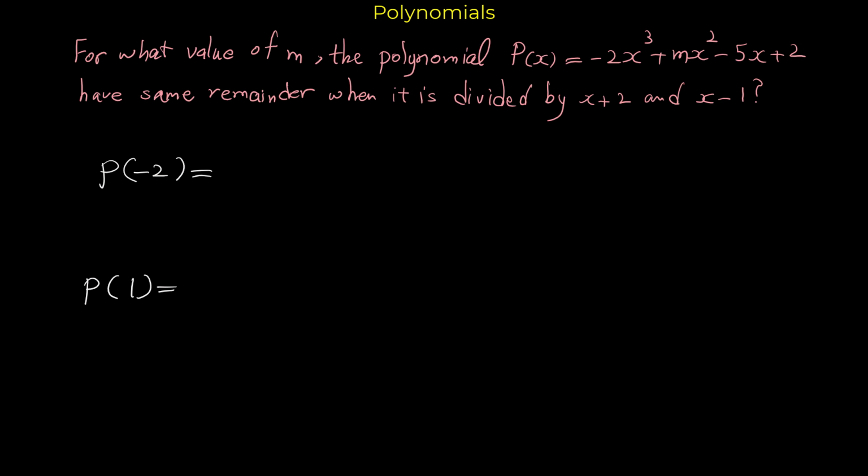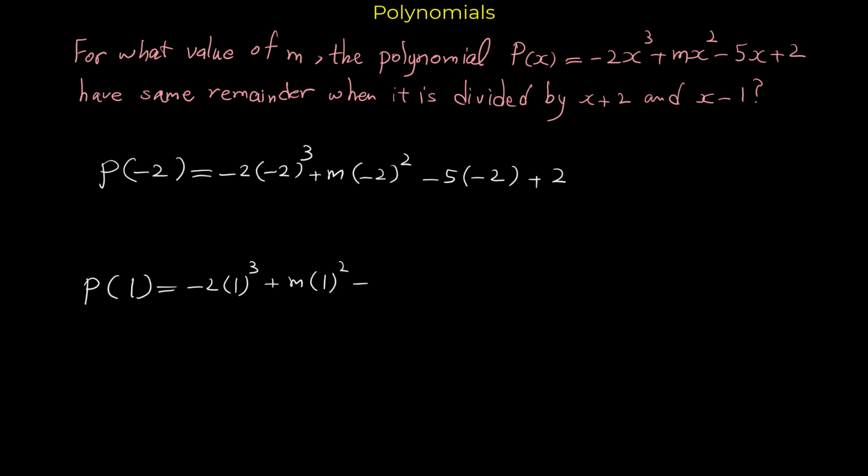Let's find the remainder in each case separately first. Let's plug in negative 2. Then we have negative 2 times negative 2 to the 3 plus m times negative 2 to the 2 minus 5 times negative 2 plus 2. Let's plug in 1. Then we have negative 2 times 1 to the 3 plus m times 1 to the 2 minus 5 times 1 plus 2.